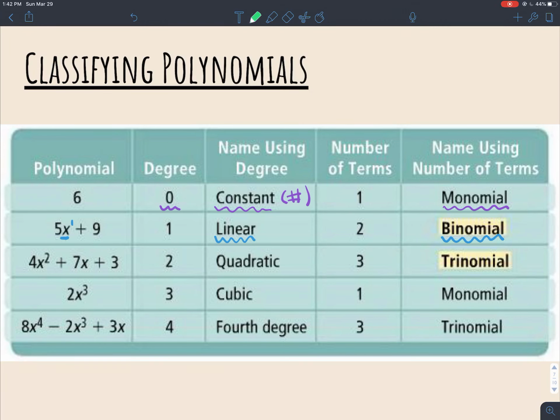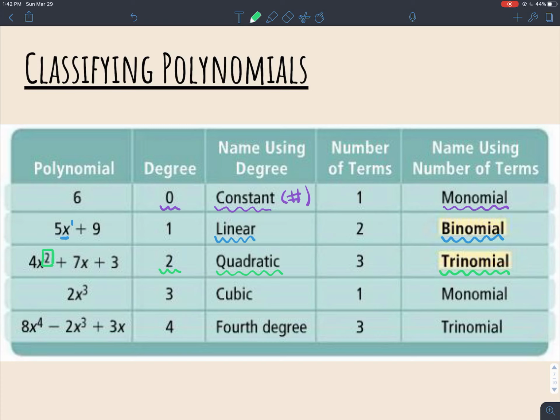For the next one, we have 4x squared. So this is the highest exponent, so that's how we're going to name it. The degree, again, here is 2. It is a quadratic. We are going to look at these in chapter 8 and 9. And then there's 3 terms, so this is a trinomial.